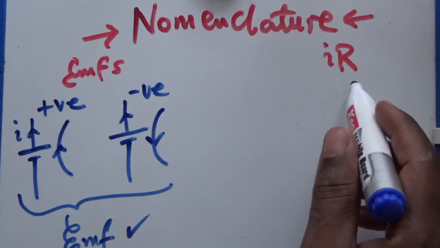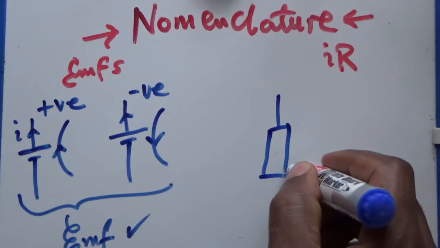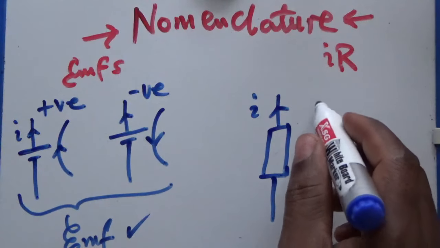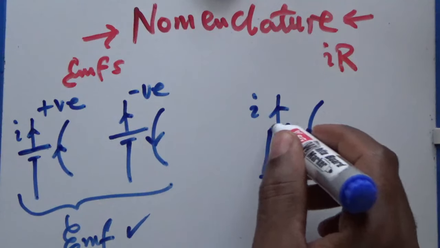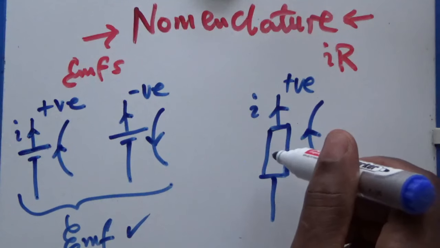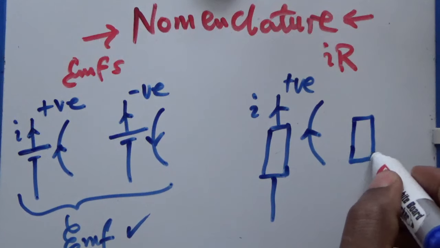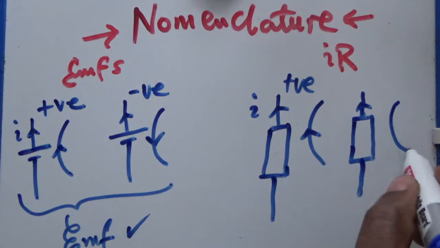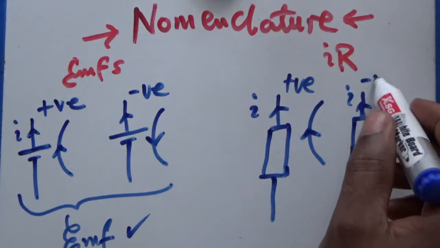For the potential drops, we have a resistor and a current flowing. If this is the current flowing in the resistor and the loop is in the direction of the current through the resistor, then we say that this is a positive potential drop. And if the current through this resistor is opposing the loop, or the loop is opposing this current, then we take this one as negative.